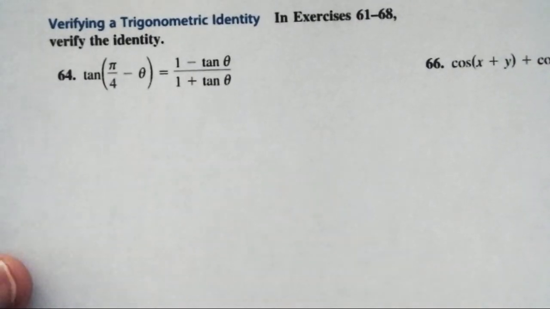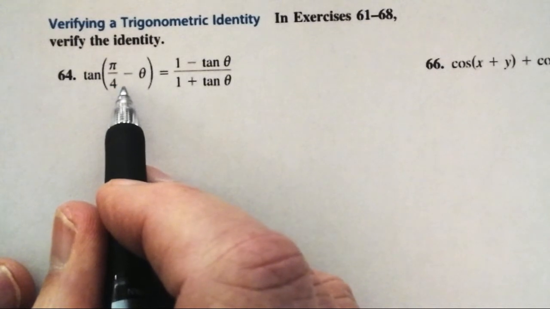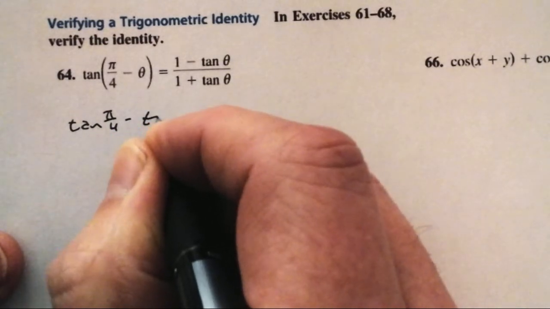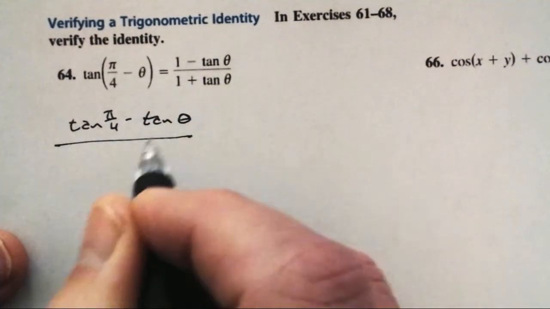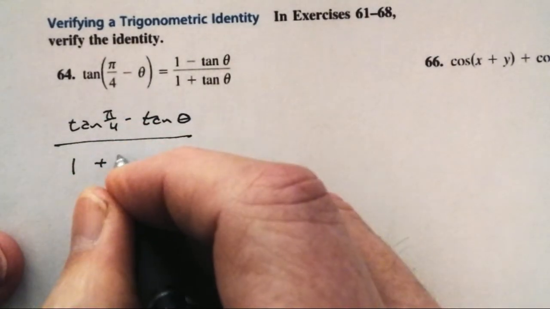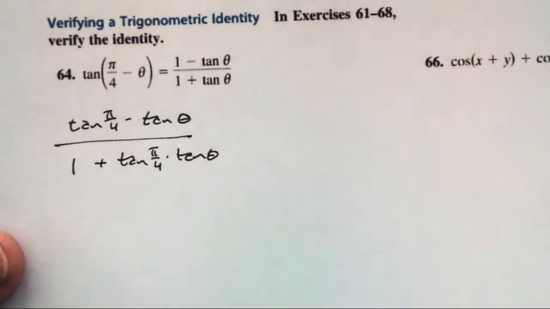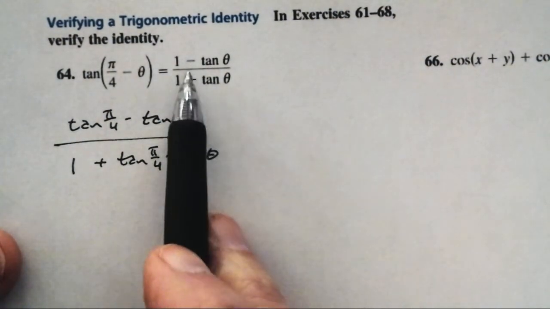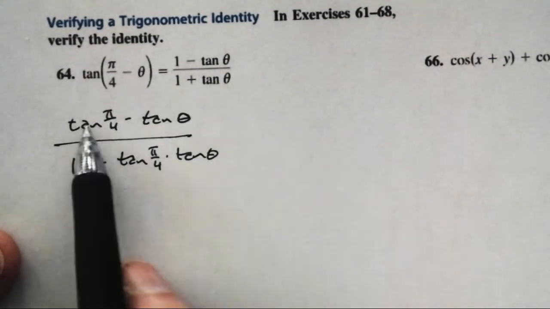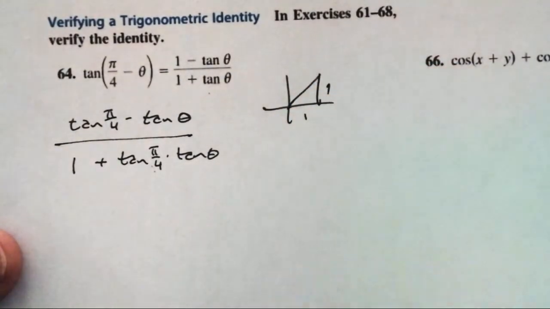Trig identities. What can I do? Tangent of a difference. Do we remember tangent of a difference? Tangent of a difference is difference of the tangents all on 1 plus the product of the tangents. And I look at what I'd like to have. I wish tangent of pi on 4 was 1 and the top would be right. And if tangent of pi on 4 was 1, the bottom would be right. Well, tangent of pi on 4 is 1.